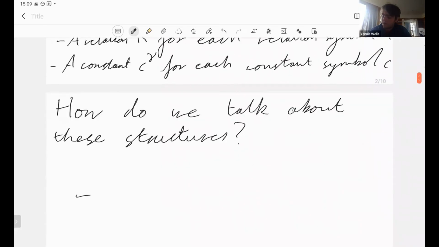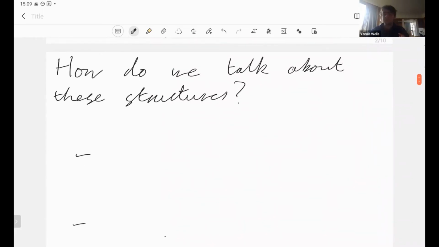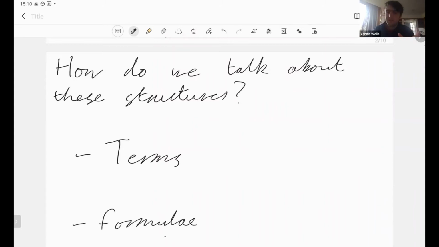And now, how do we talk about these structures? Because so far, we've just said we have structures. We've got no way to talk about them. So we're going to introduce terms and formulae. Now, feel free to ask for clarification because this might be a bit fast.